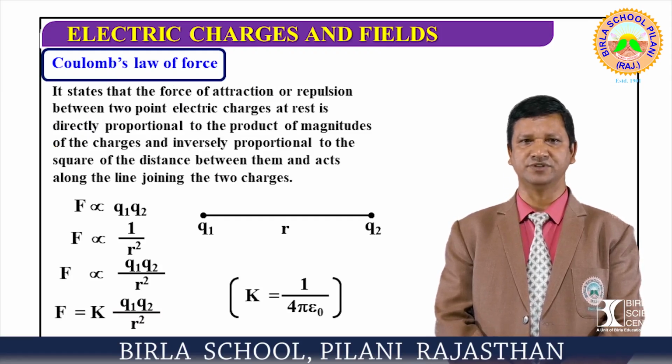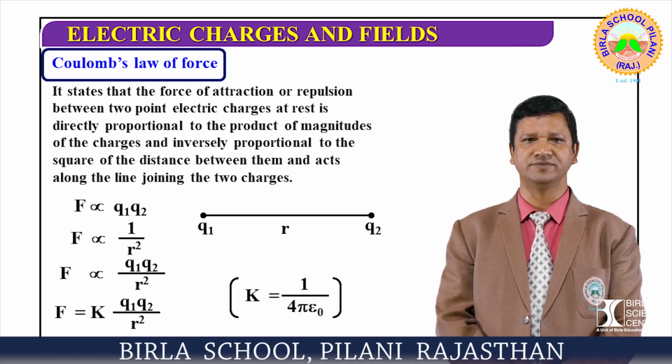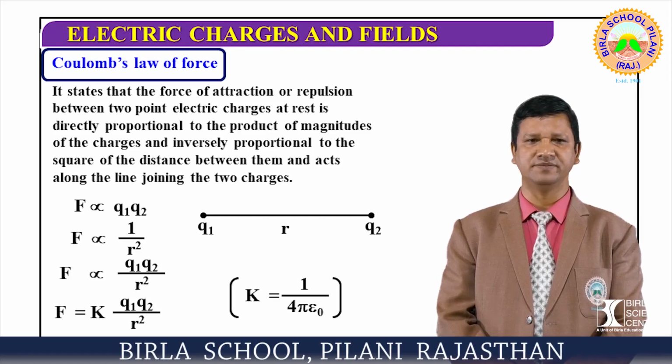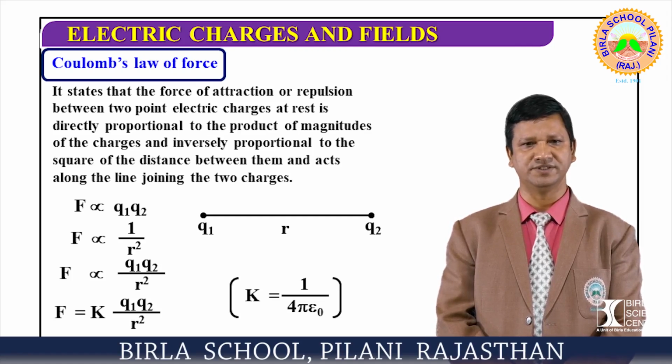It states that the force of attraction or repulsion between two point charges at rest is directly proportional to the product of the magnitude of the charges and inversely proportional to the square of the distance between them, and acts along the line joining the two charges. Mathematically, if the two charges are separated by a distance r, then F is directly proportional to the product of Q1 and Q2, and inversely proportional to the square of the distance between them. When we combine these relations, a constant of proportionality is introduced having the value 1 upon 4 pi epsilon naught.